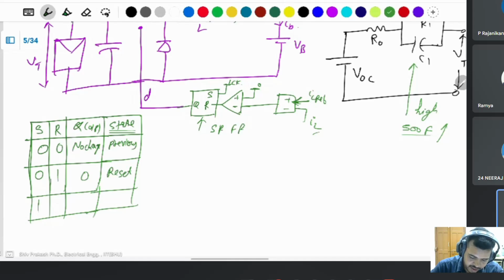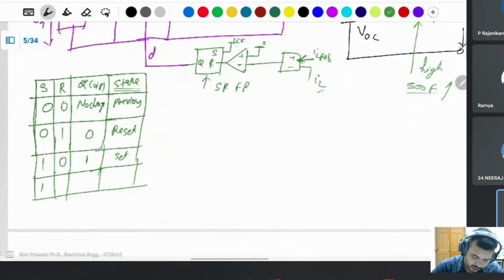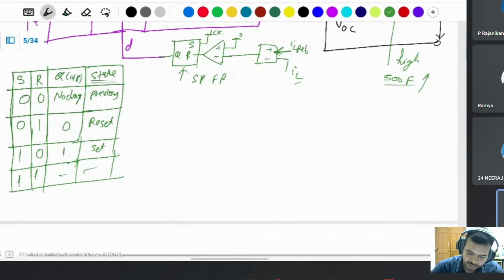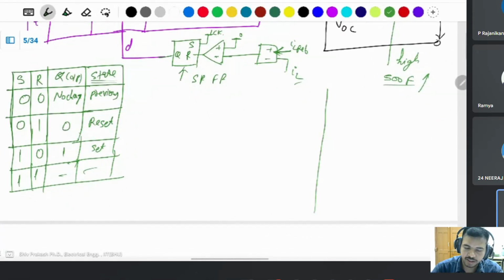If set is high, reset is 0, then active the flip flop. If both are high, this will have no effect on the output. Same thing, suppose there is a reference signal and IL. IL is a ripple current of the inductor, the inductor current which will be in ripple mode.